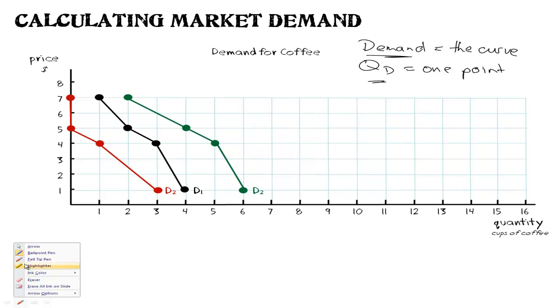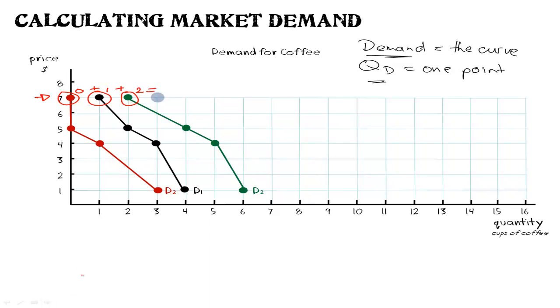Now the question is, how do we get from there to the market demand? Well, what we do is at each price we add up the individual quantity demanded. So let's take $7. The first person buys 0. Myself, I would have bought 1, and person number 2 would have bought 2 cups of coffee. So let's add those up. We got 0 plus 1 plus 2 equals, yep, you guessed it, 3.